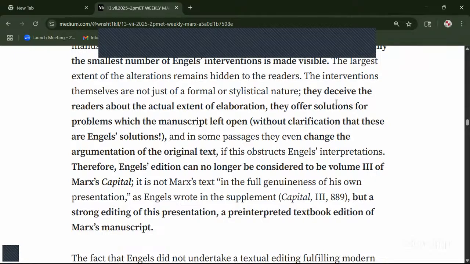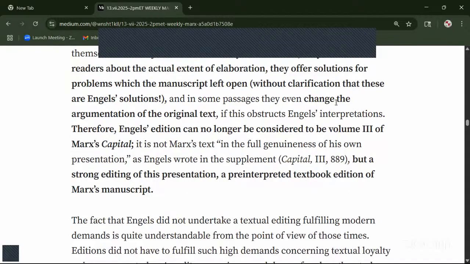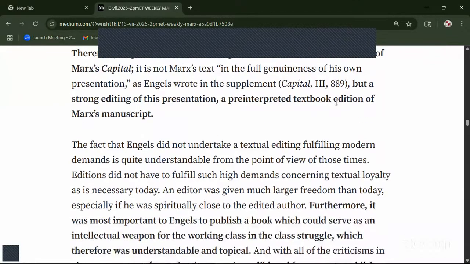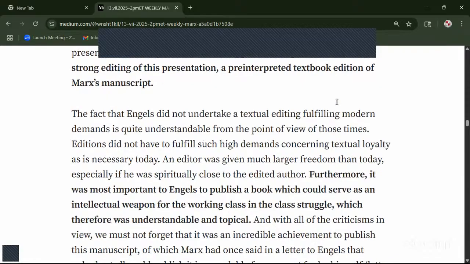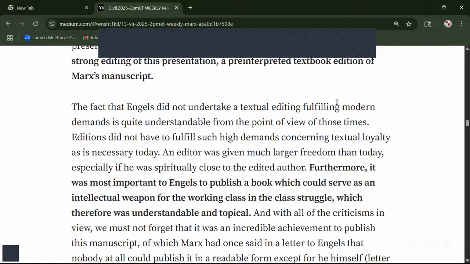The fact that Engels did not undertake a textual editing fulfilling modern demands is quite understandable from the point of view of those times. Editions did not have to fulfill such high demands concerning textual loyalty as is necessary today. An editor was given much larger freedom than today, especially if they were spiritually close to the edited author. Furthermore, it was most important to Engels to publish a book which could serve as an intellectual weapon for the working class in the class struggle, which therefore was understandable and topical.